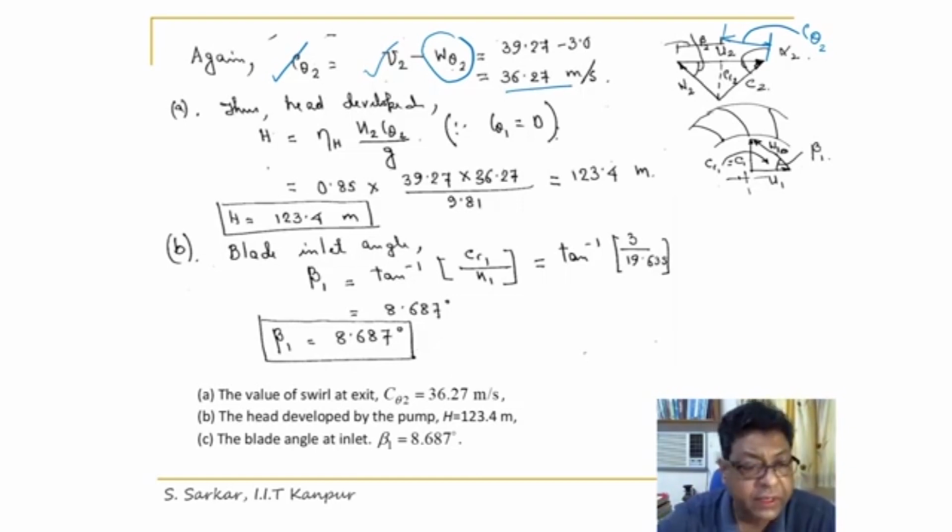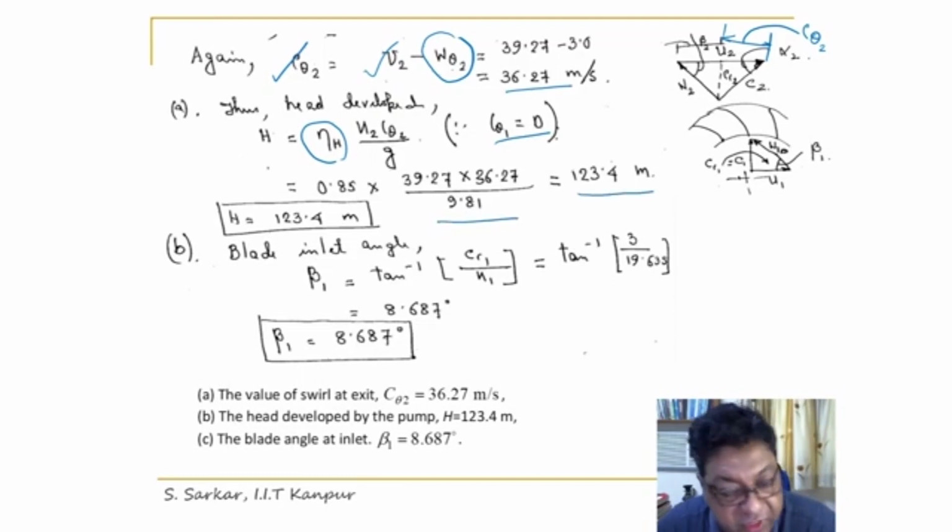Now the head developed would be H equals eta H, hydraulic efficiency, into U2 C theta 2 divided by g, because here C theta 1 is equal to 0. Eta H is 0.85, U2 is 39.27, C theta 2 is 36.27, divided by 9.81. If you do this calculation, you will get 123.4 meter. So I have got the head developed as 123.4 meter.